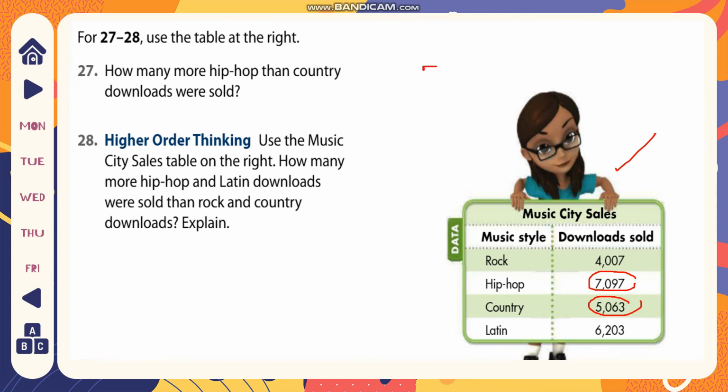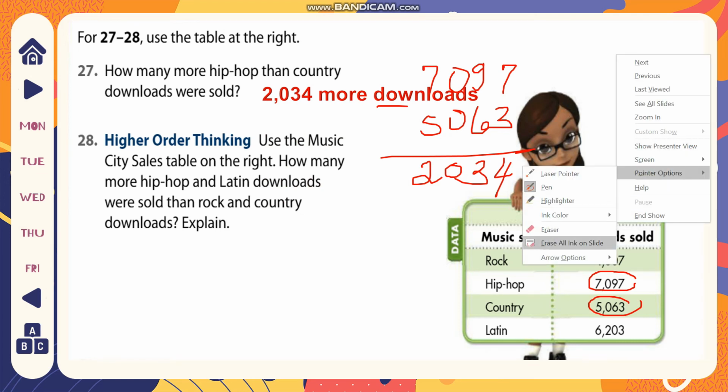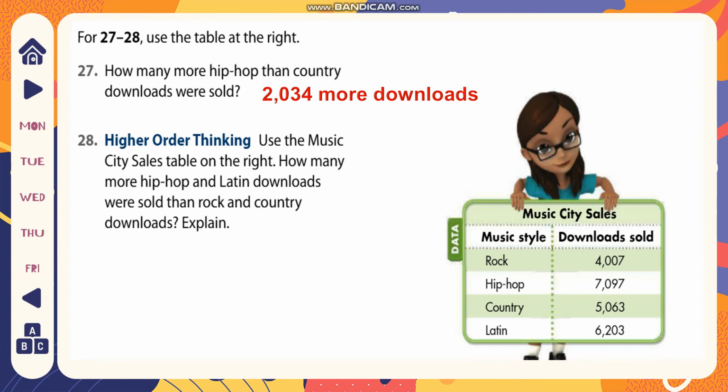So if we're going to find the difference between the two, 5,063, so 7 minus 3 is 4, 9 minus 6 is 3, 0 minus 0 is 0, and 7 minus 5 is 2. So the answer is 2,034 more downloads. And in number 28, use the music city sales table on the right. How many hip hop and Latin downloads were sold than rock and country?